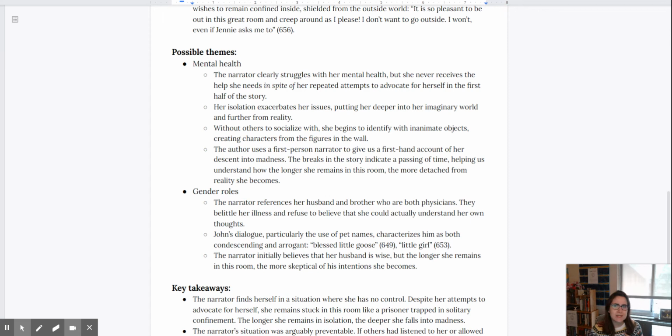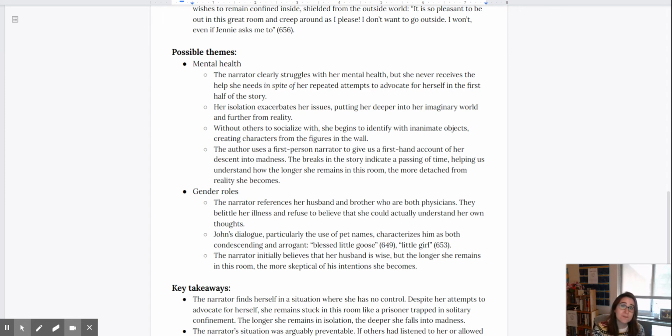Initially, she thinks that her husband is saying things that are wise, but as the story progresses, she becomes more skeptical of his intentions. She talks about him earlier in the story as being loving and caring toward her, but toward the end of the story, she talks about how, let me see if I can find it. She says she's afraid of her husband, which is a new thing. And she also mentions that he pretends to be loving and kind.